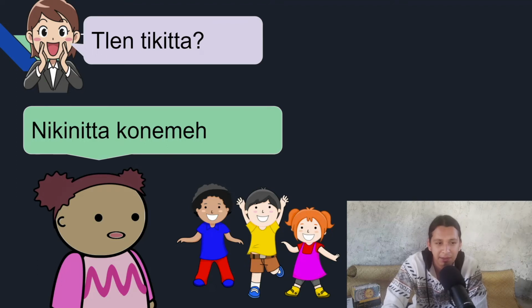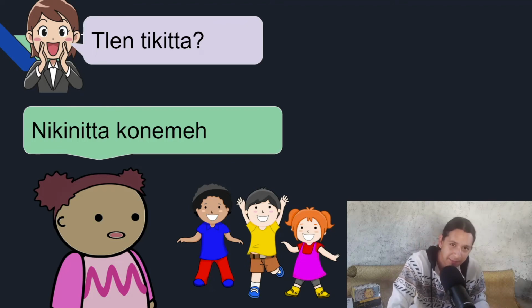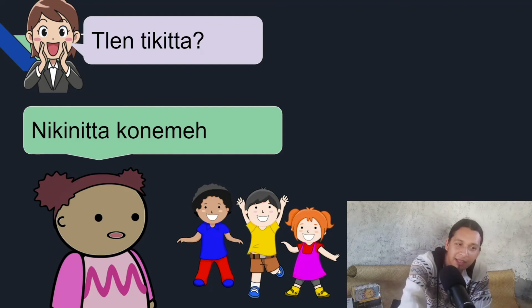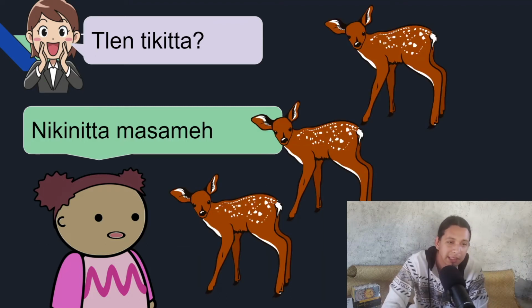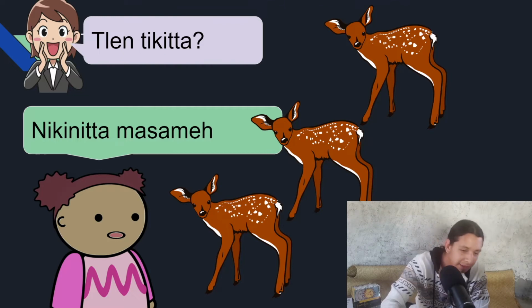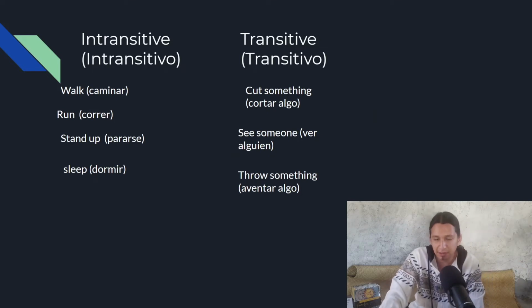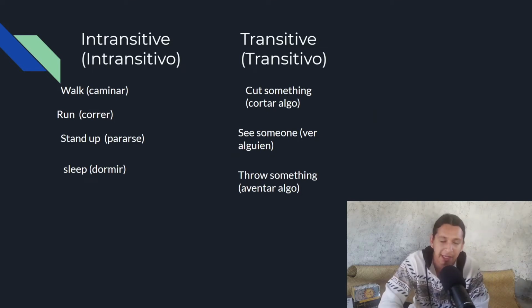Nikin ita coneme. Okay, so for this to make sense, we needed that me, which makes it plural, children, and the kin, which makes it plural of what you're seeing. The plural of the objects. So not Nikita, but Nikin ita. Nikin ita masame. I see deer. Okay, so that was our mini lesson on the difference between ki-ita and kin-ita. We'll see more examples in upcoming videos.